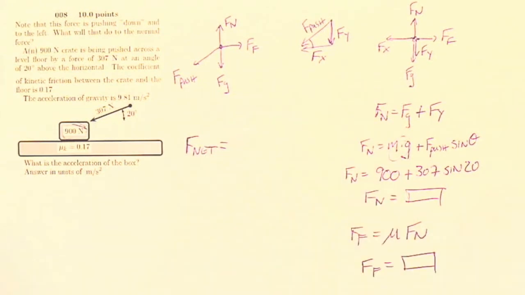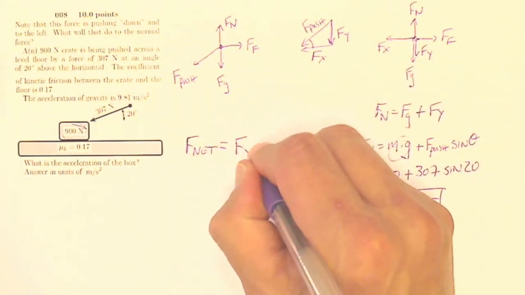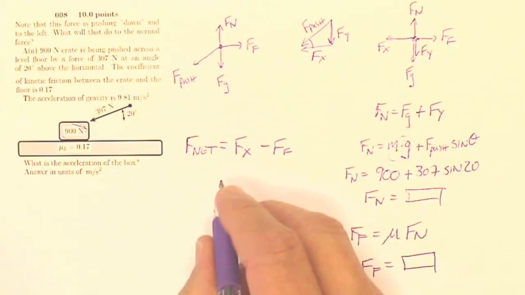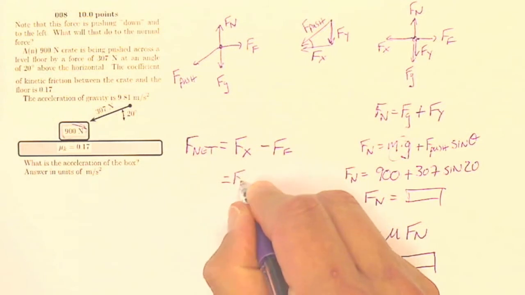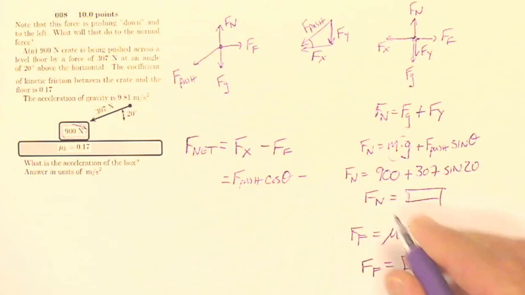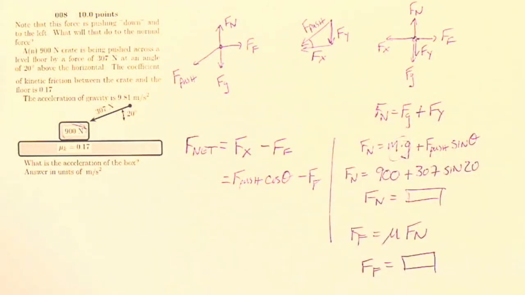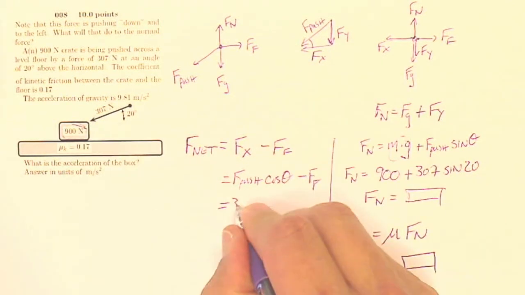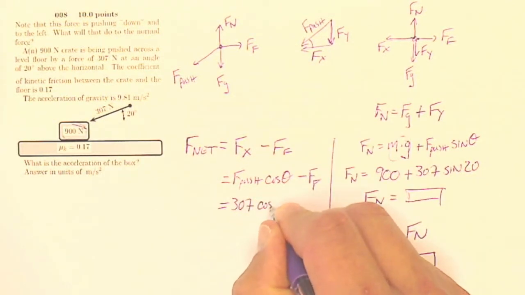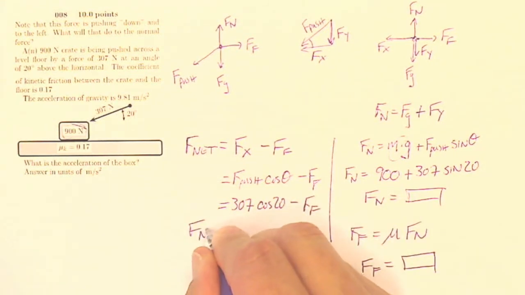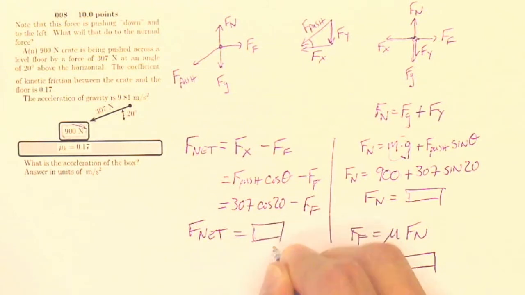My net force is going to be to the left, Fx, to the right, force of friction. My Fx is going to be my F push times the cosine theta minus this force of friction that I got over here, right? So now, for me, this is going to be 307 cosine 20 minus my force of friction. That gives me my F net. Am I there yet? Not quite. It says, what is the acceleration of the box?